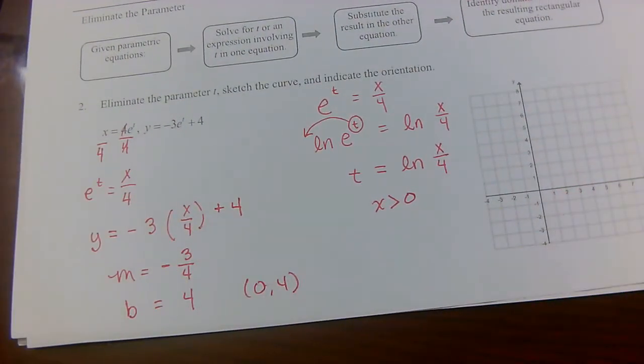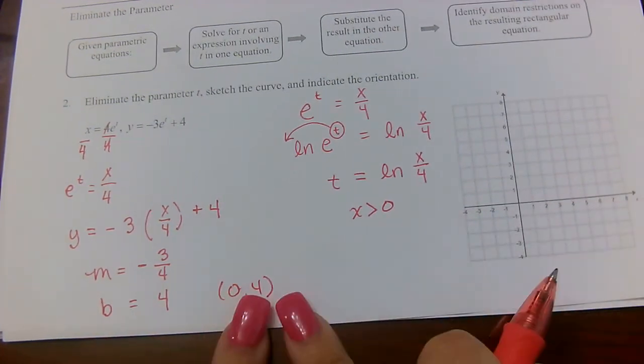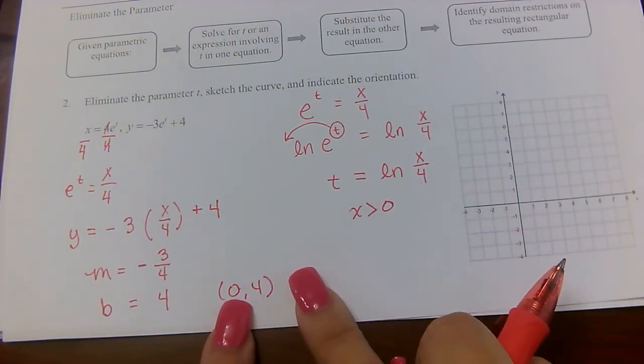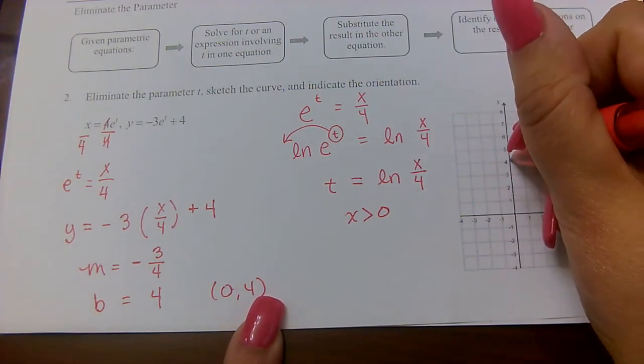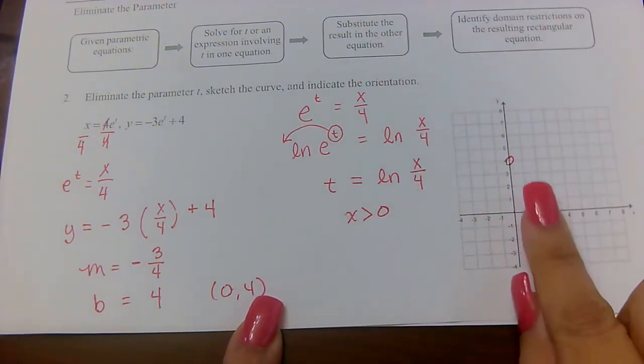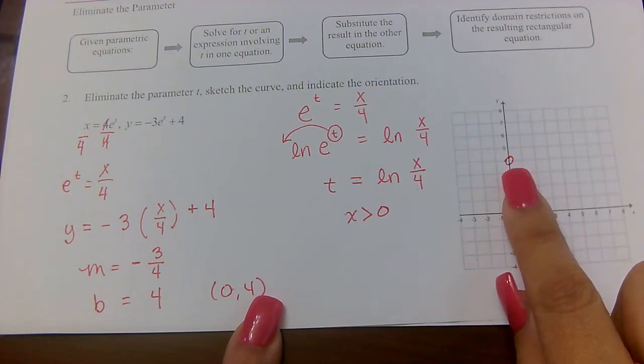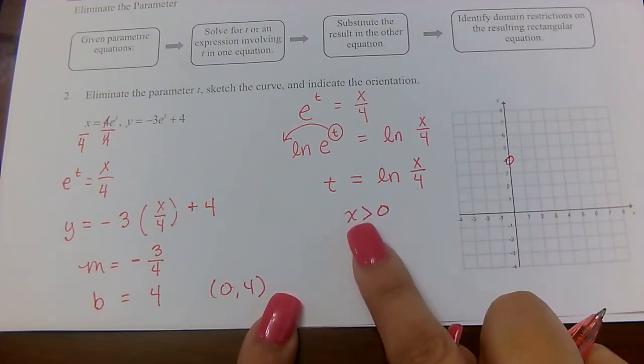Okay? So let's go ahead and graph our points. I'm going to start at x is equal to 0. I know y would be equal to 4, so (0, 4) would be here. Notice I'm using an open circle, because x cannot equal 0.